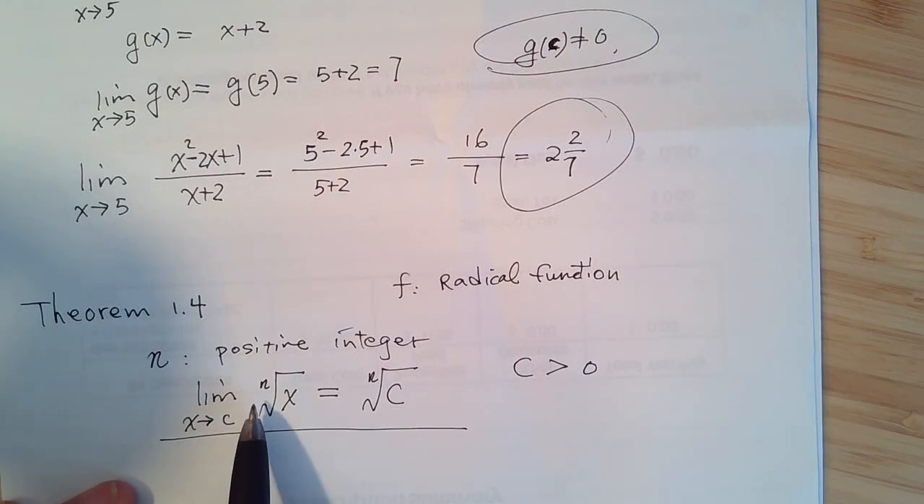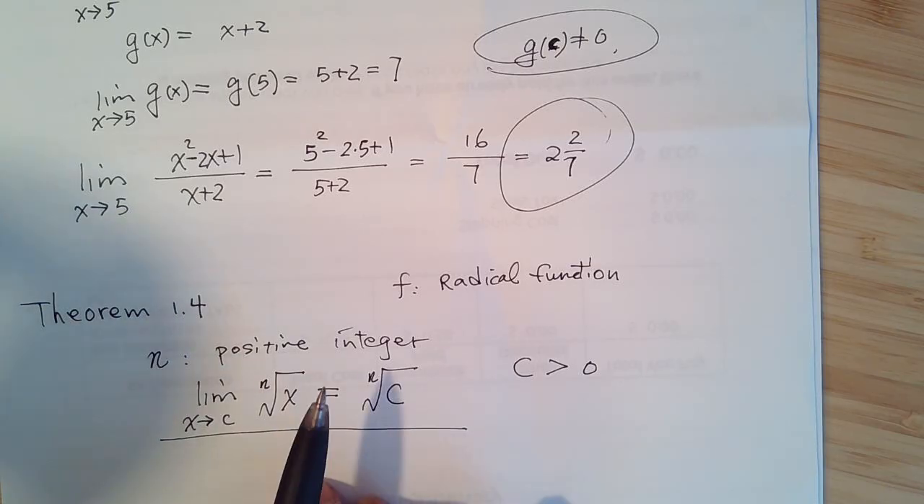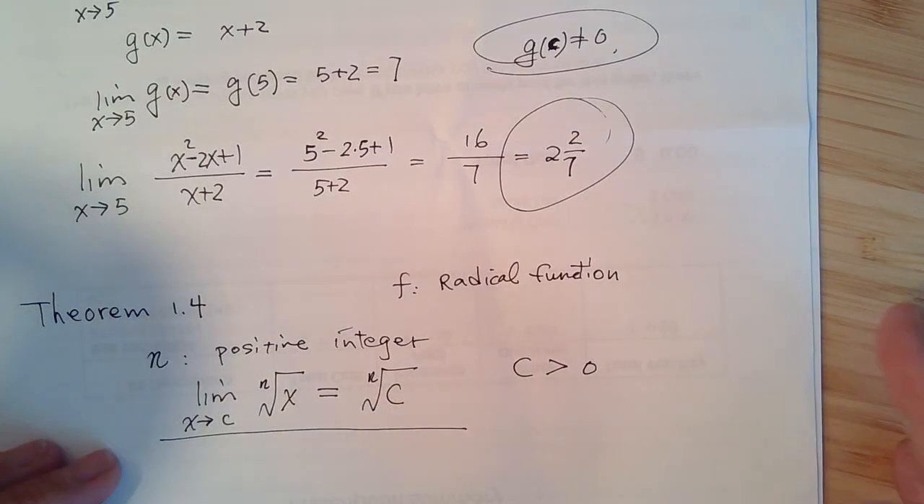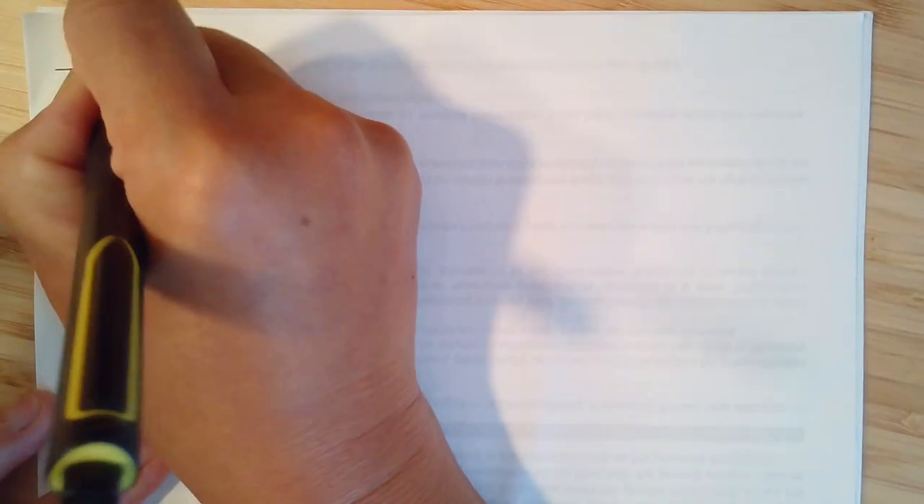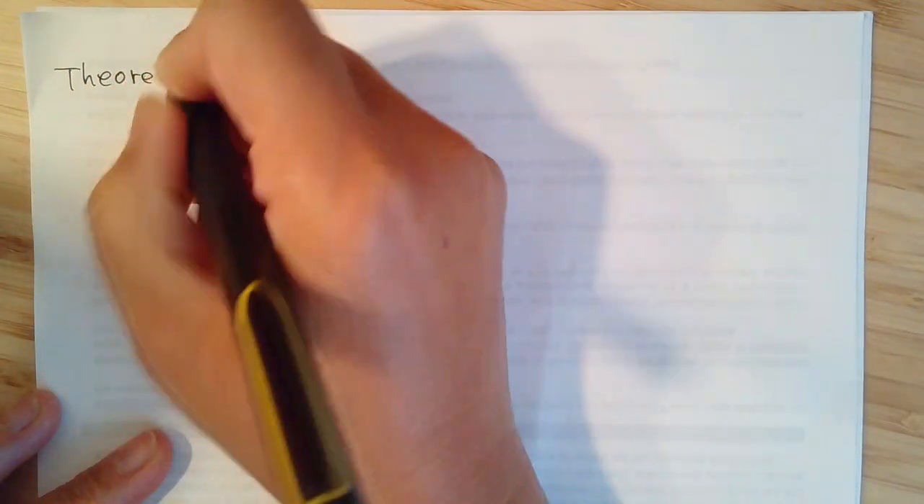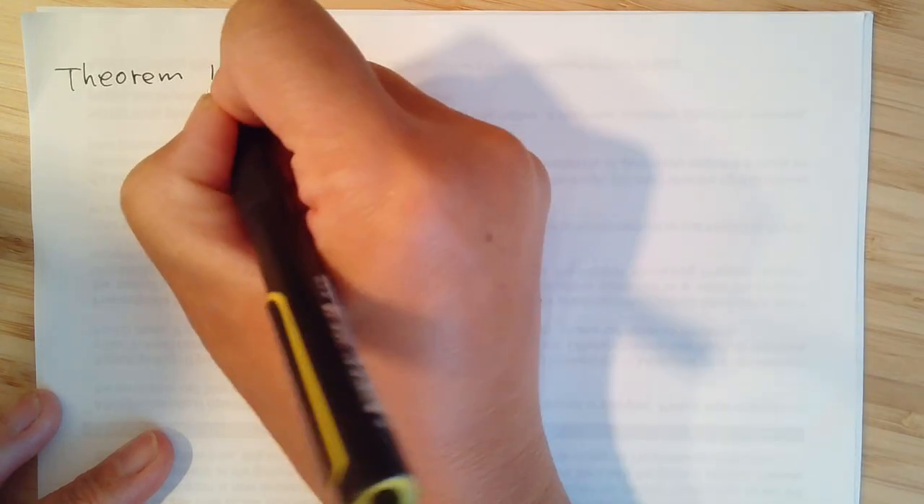Are we using the direct substitution method? Yes, we are. We just substitute c here. So this one, I don't need to give you any example because it is so easy, so straightforward. So that's 1.4. We get more. Theorem 1.5.